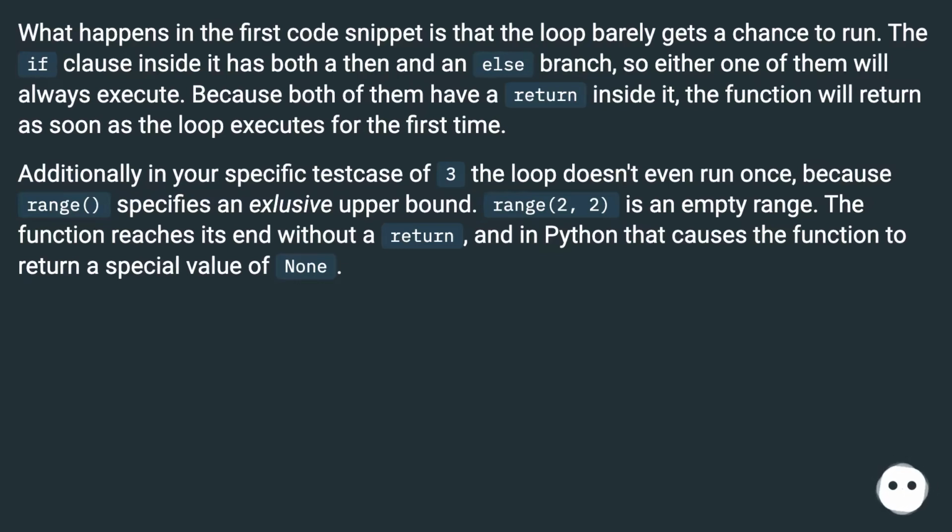Additionally, in your specific test case of 3, the loop doesn't even run once, because range specifies an exclusive upper bound. Range(2, 3) is an empty range. The function reaches its end without a return, and in Python that causes the function to return a special value of None.